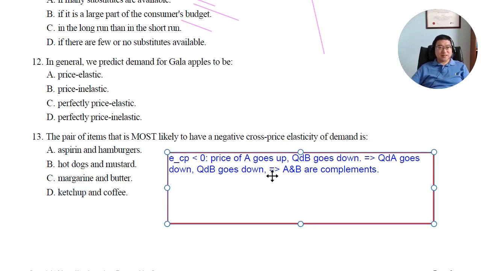So the answer should be quite obvious, but the key here is that if the cross price elasticity of demand is negative, the goods are complements.